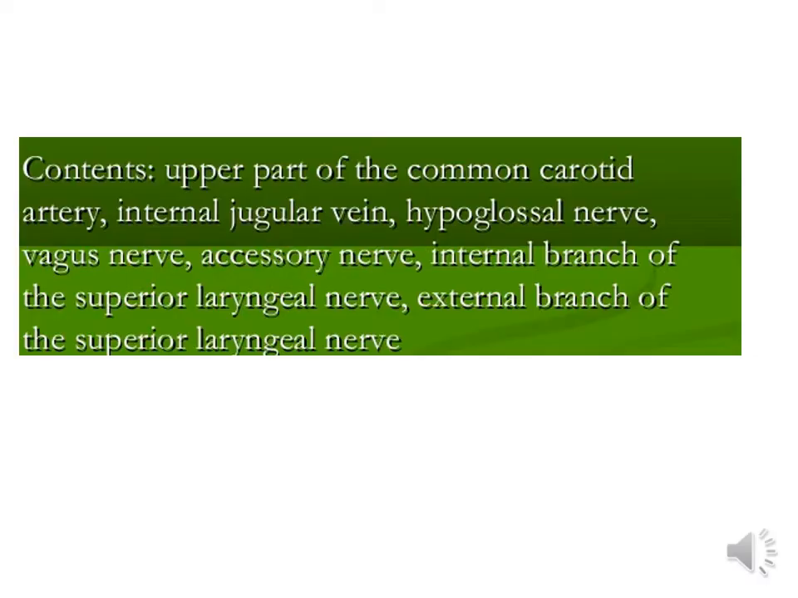The contents of the carotid triangle: upper part of the common carotid artery, internal jugular vein, hypoglossal nerve, vagus nerve, accessory nerve, internal branch of the superior laryngeal nerve, and external branch of the superior laryngeal nerve.